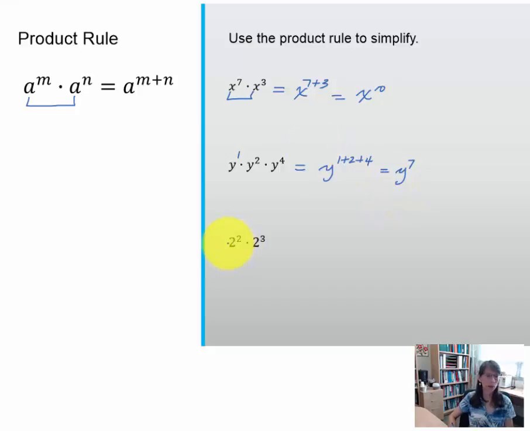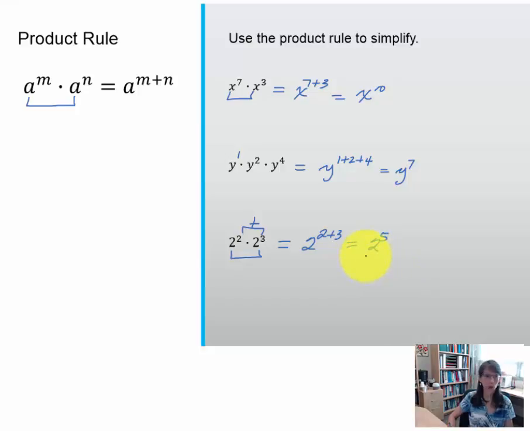In our next example, notice this time the base is not a variable, it's a number. As long as those numbers are the same, we're still following the product rule. So the product rule says to keep the common base. In our situation, it's 2. And then you add the exponents, 2 plus 3. So that means 2 is raised to the power of 5.